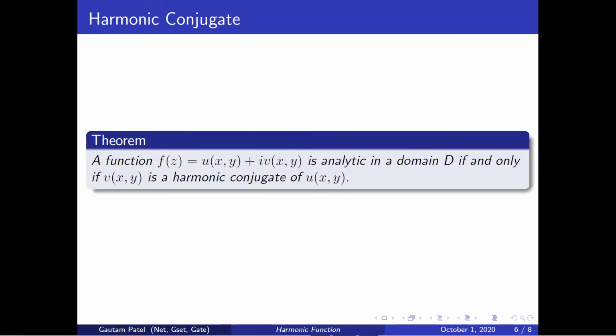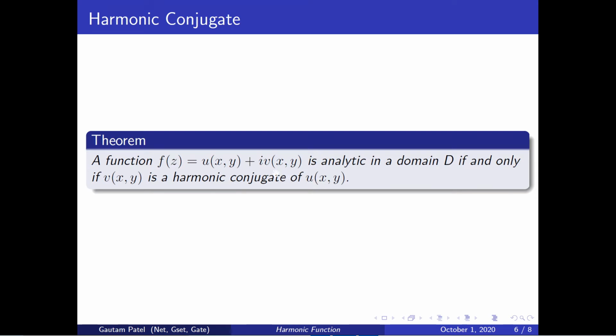Now we go to harmonic conjugate. Here is one theorem: a function f of z equal to u plus iv is analytic in domain D if and only if v is a harmonic conjugate of u. In the previous theorem, a couple of slides before, we know that if f of z is analytic in region R or domain D, then u and v are harmonic. But here f of z is analytic if and only if v is a harmonic conjugate of u, and vice versa, u is a harmonic conjugate of v.